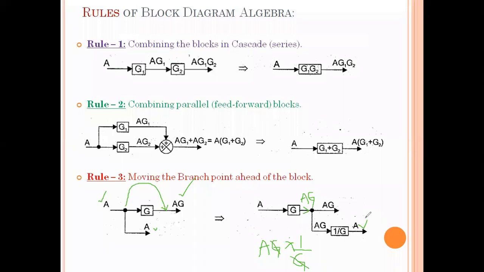That means if we move a branch point ahead of the block, then we must add a block in this section with the gain of this, which is 1 by G. We need to add 1 by G here. So the same gain must be added here with 1 by G.